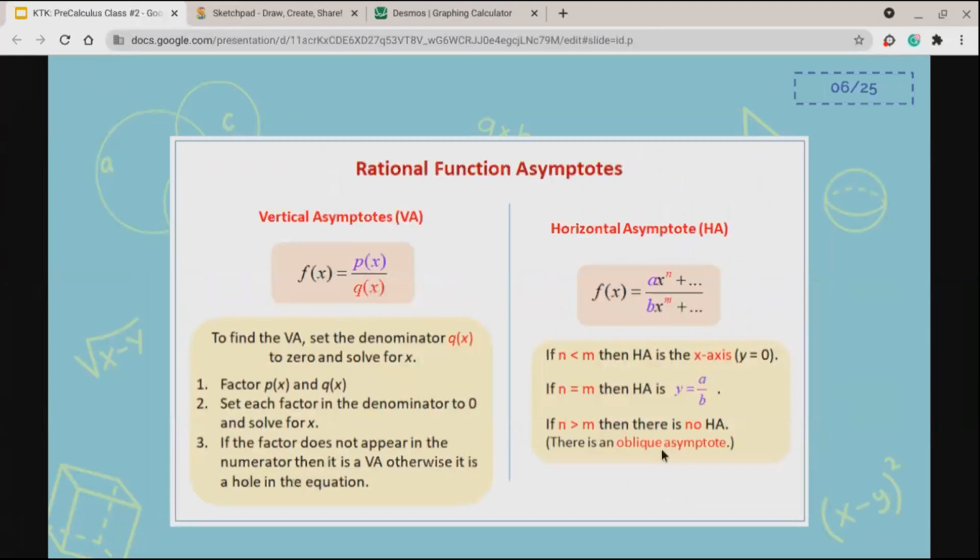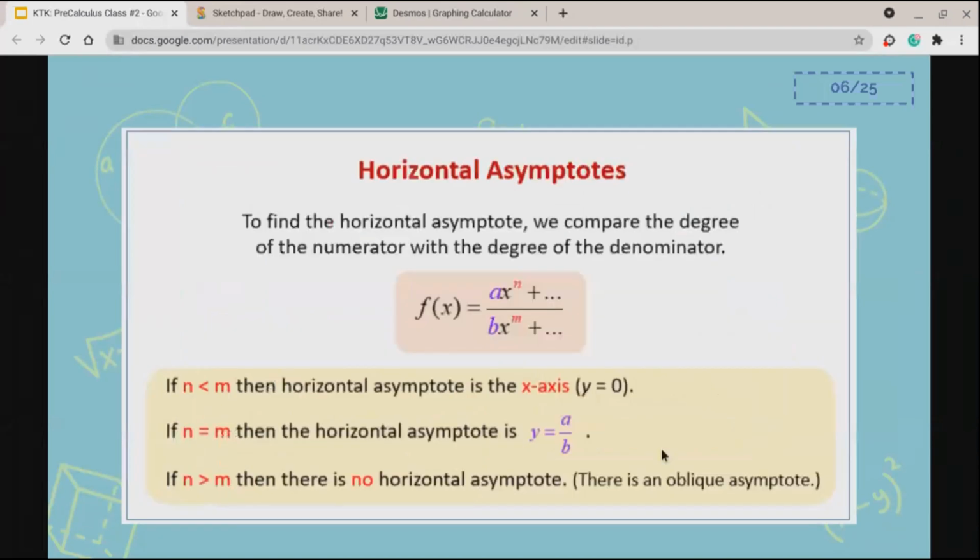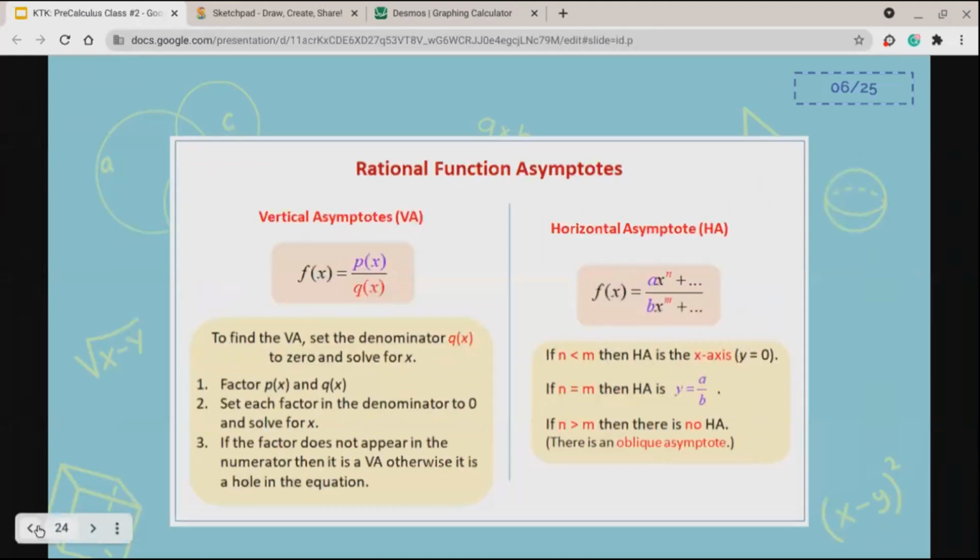One unique thing about rational functions is their asymptotes. Vertical asymptotes are sometimes easier to find than horizontal asymptotes. To find the vertical asymptote, you want to set the denominator, which is q of x, to 0, and then solve for x.